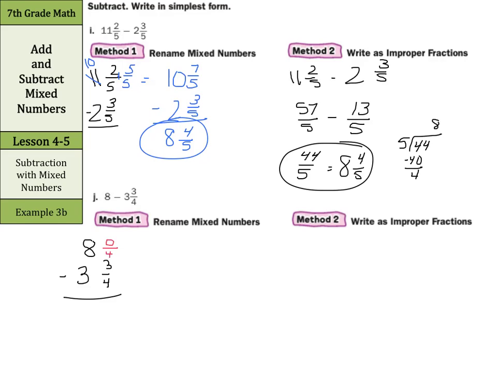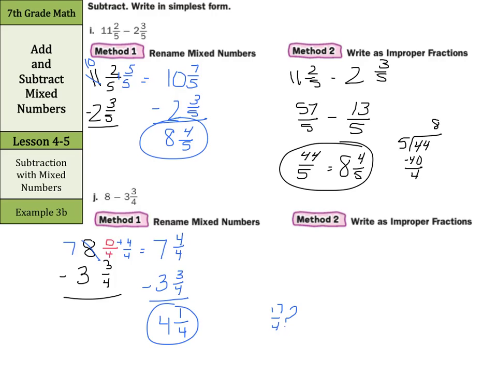Now, I can't take 3 away from 0 without getting into negative territory, and we don't want that here. So I'm going to borrow from the 8 and make that a 7, and add 4/4 here, and result in 7 and 4/4 minus 3 and 3/4. And once again, 7 and 4/4, as funny as it might look, 4/4 is 1. 7 with 1 is 8. It's the same number. 4/4 minus 3/4 is 1/4. 7 minus 3 is 4. So I get 4 and 1/4. Now I'm guessing we'll end up with 17/4 over here. Let's find out.